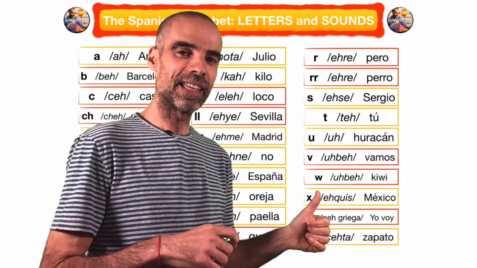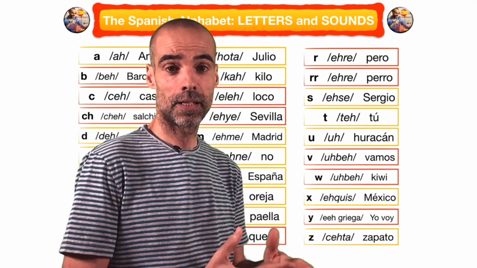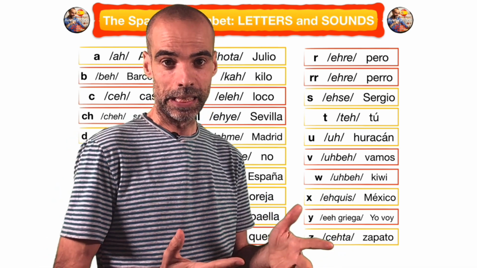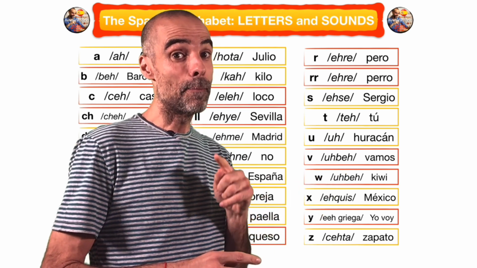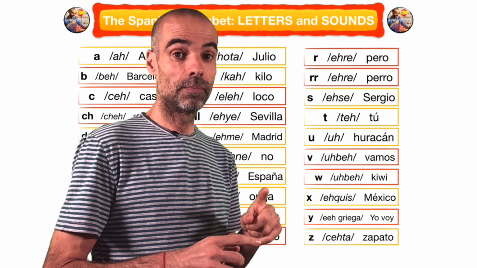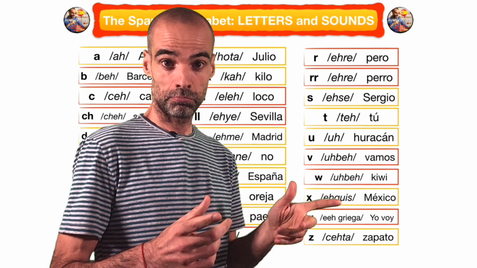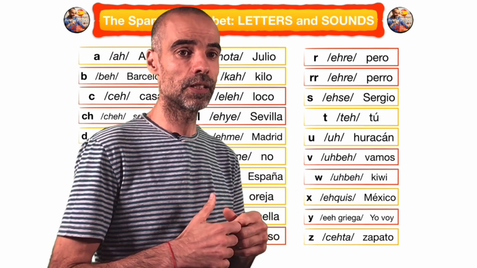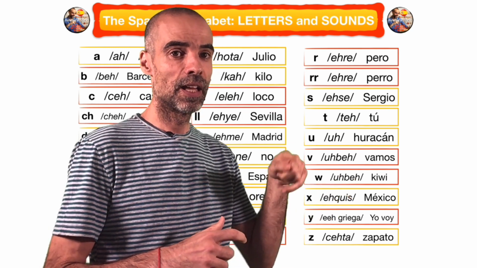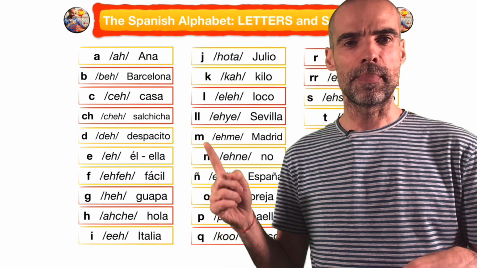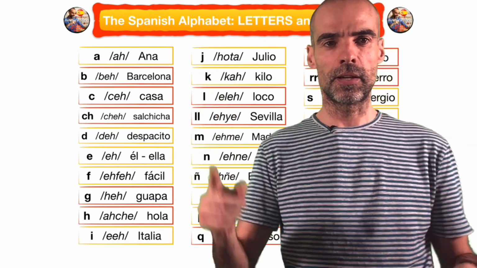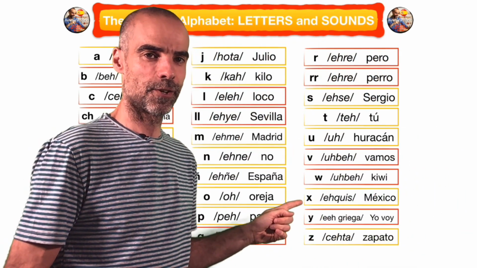Okay, X. Encontramos, we find X, for example, in the middle of Mexico. The word, not the city. And we don't say Mexico, we say Mexico, okay? Mexico in Spanish, Mexico in English. It's not with a J. We don't say Mexico like this, okay? We say Mexico like this, Mexico.